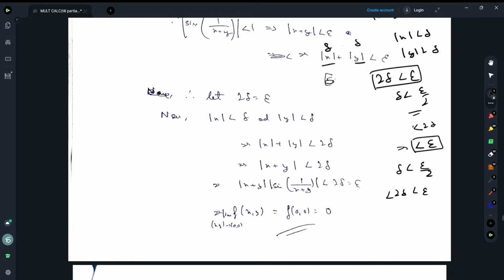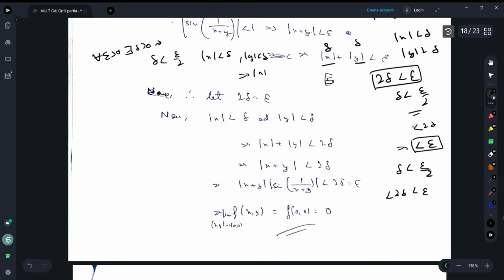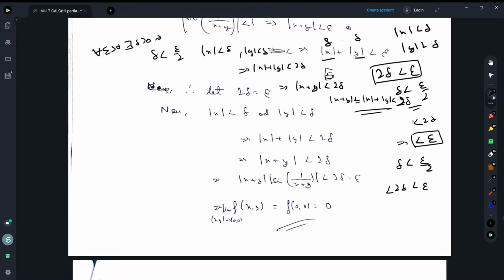I have just done the solution very shortly, so I'm giving you the explanation. We choose that for epsilon greater than 0 there exists delta greater than 0 such that delta is less than epsilon by 2. Now mod of x is less than delta, mod of y is less than delta implies mod of x plus mod of y is less than 2 delta, which implies mod of x plus y is less than 2 delta. Reason is mod of x plus y is less than or equal to mod of x plus mod of y, which is further less than 2 delta. Is it clear? So mod of x plus y less than 2 delta.